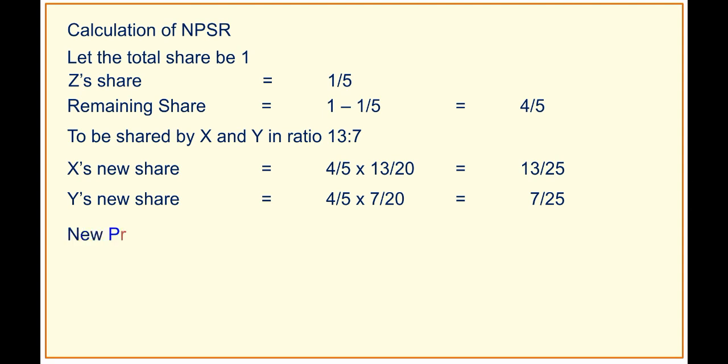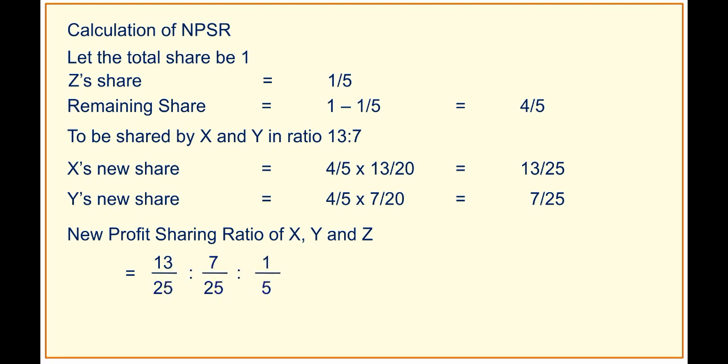New profit sharing ratio of X, Y and Z is equal to 13 upon 25, 7 upon 25, and 1 by 5. Here we can see that the denominators are not equal: 25, 25 and 5. So we will make them all 25. So 13 upon 25, 7 upon 25.